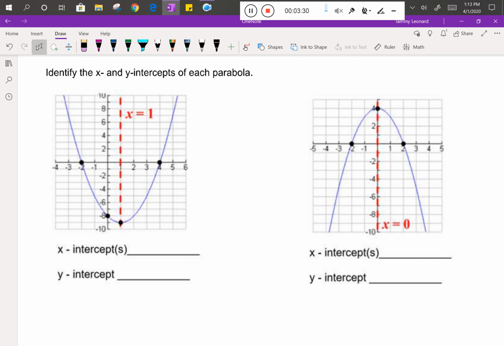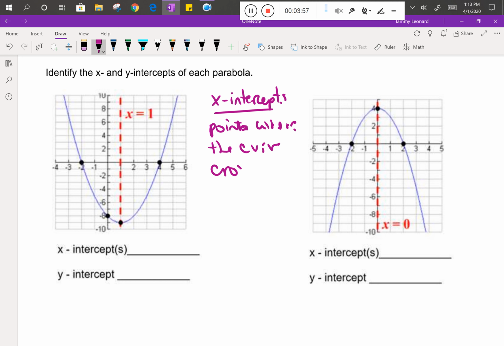Down below, we have two other parts of a parabola that are important, the x-intercepts and the y-intercepts. Now, we've studied x-intercepts and y-intercepts when we studied lines, so this isn't a totally new idea for us. Remember, the x-intercepts are the points where the curve crosses the x-axis. So if I look, I see there's a point here and a point here where this parabola crosses the x-axis. So the x-intercepts are the points -2, 0 and 4, 0, because those are the coordinates of those two points.